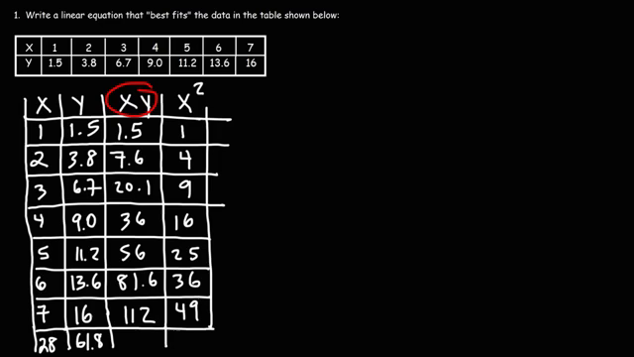Now, let's find the sum of the next column, the sum of the xy values. So 1.5 plus 7.6 and so forth, all the way to 112. If we add those 7 numbers, we're going to get 314.8. Now let's find the sum of the x squared values. So 1 plus 4 plus 9 plus 16 plus 25 plus 36 plus 49. That's going to be 140.